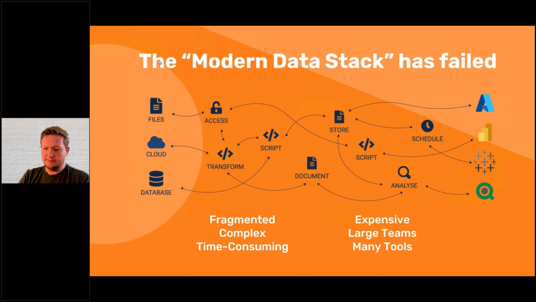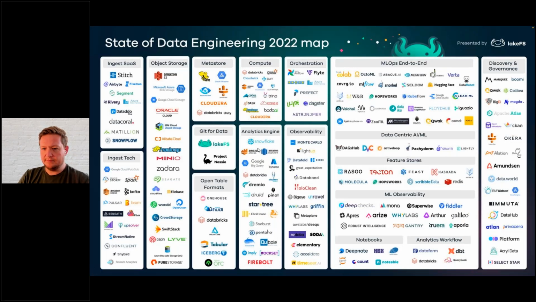Now, we're looking at lots of expensive tools here. It can be very expensive. They can need large teams of developers and things like that. And as I said before, there are many different tools. This is just an idea of the state of the data engineering map as of last year.